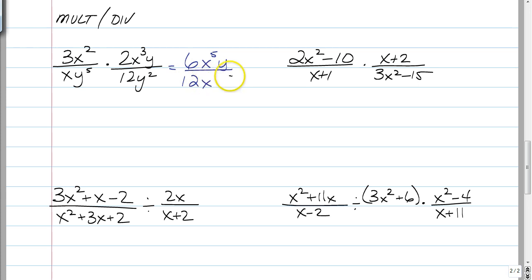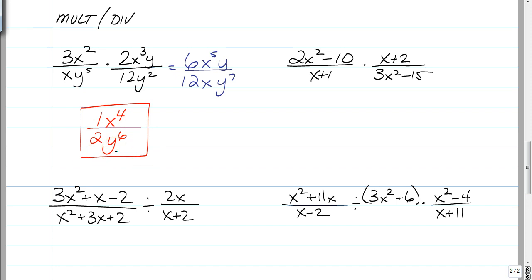x is all by himself, y to the 5th times y squared is y to the 7th. And then you would just simplify. So we had 6 over 12, which would reduce to 1/2. We have more x's on top, so we have x to the 4th on top. We have more y's on the bottom, so we have y to the 6th. We are done with that example.